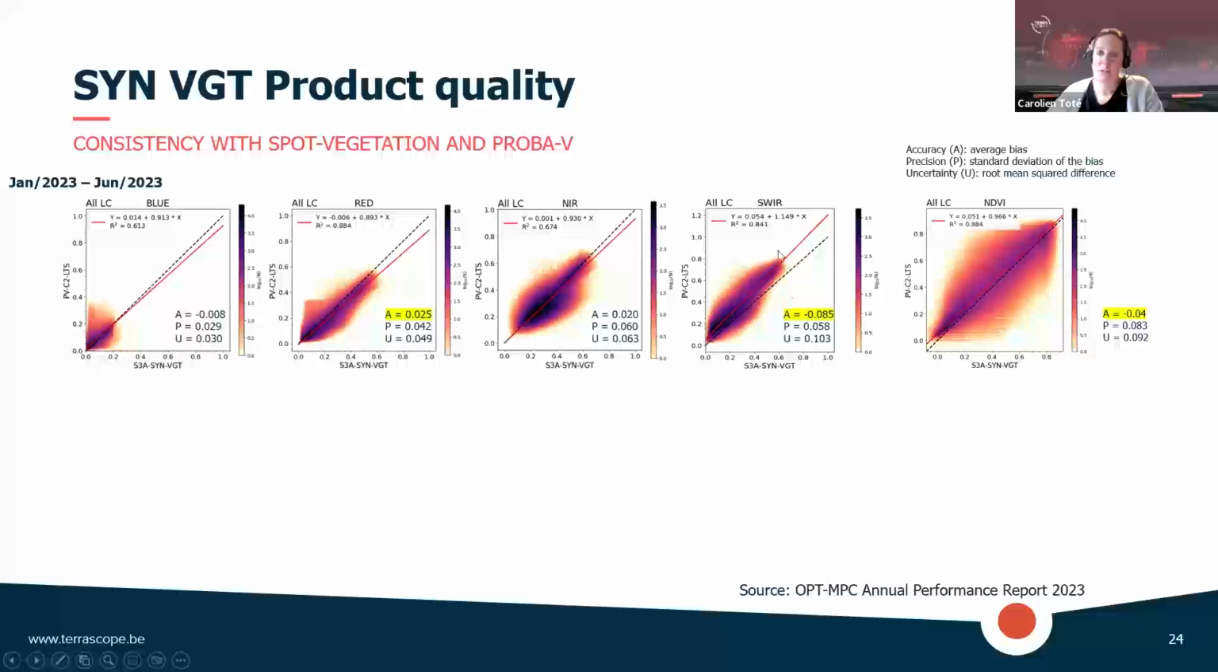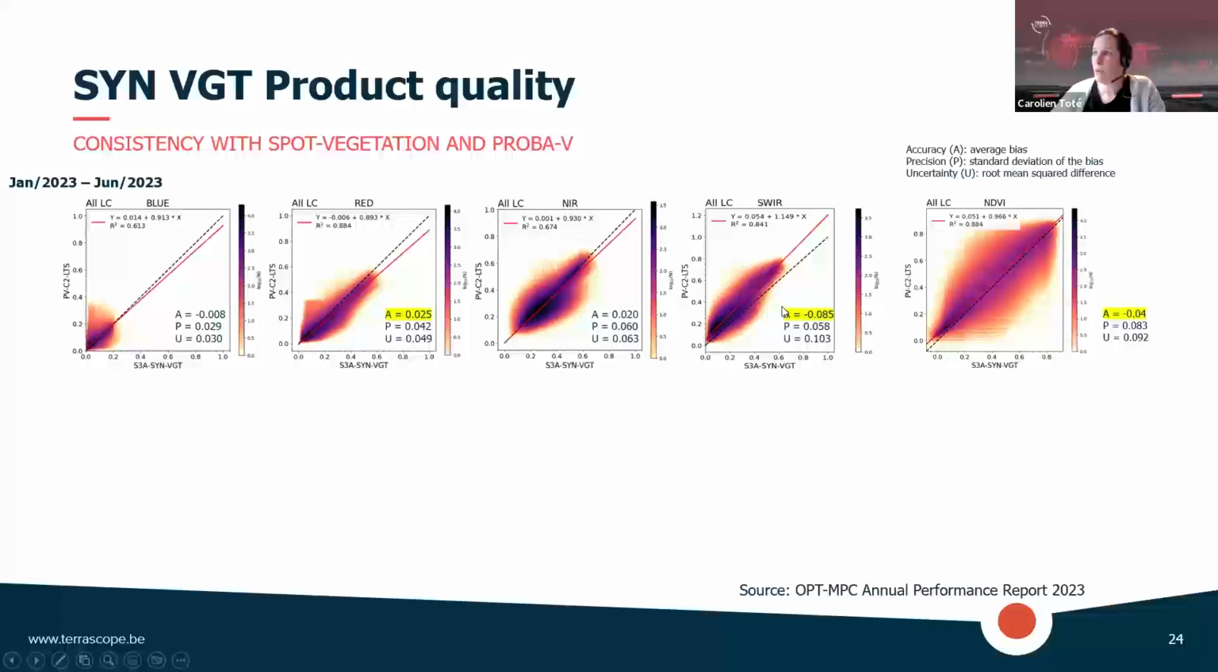What is clear is that for the shortwave infrared band, there is a large systematic bias. So these measures here are accuracy, precision, and uncertainty. The uncertainty gives a measure of the scatter. Of course, there is quite some scatter because, first of all, we are comparing different periods, the year 23 with the climatology of some years ago. There is also the angular configuration that is different and is not corrected for, so this also has an effect. This explains the scatter and the uncertainty.